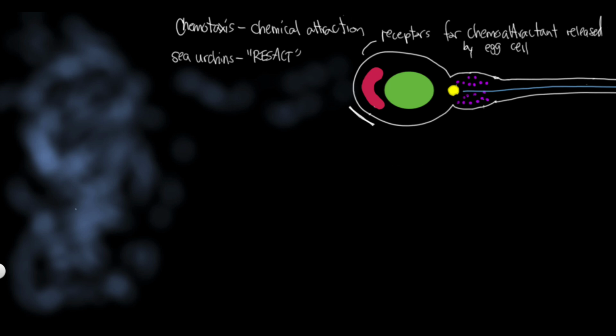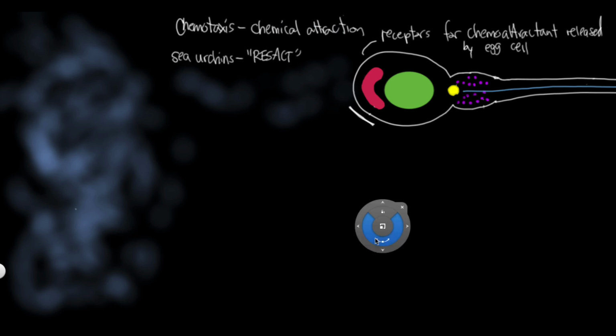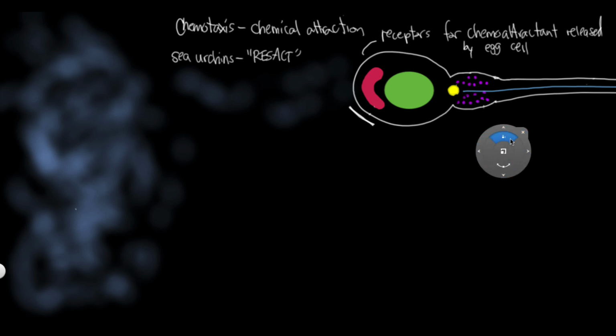Let me see. Hang on a sec. Let's try this. It's going to initiate a turn. Oh, no, wait. I don't want to turn the words. I want to turn the sperm. Where's my sperm? There's my sperm. No, I can't do it. It'll turn everything. Anyway, it'll make a turn so that the head of the sperm is facing this direction, and that will allow it to swim that way. And in that sense, it's following this concentration gradient of that resact from a low concentration to a high concentration.